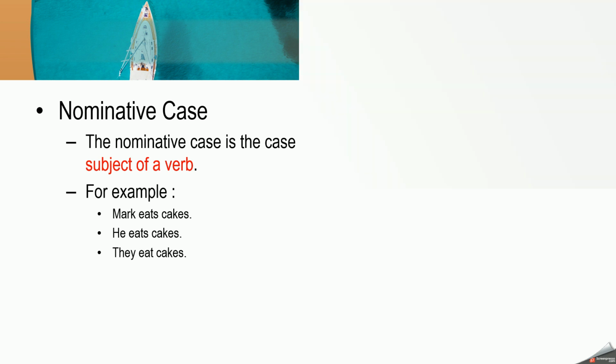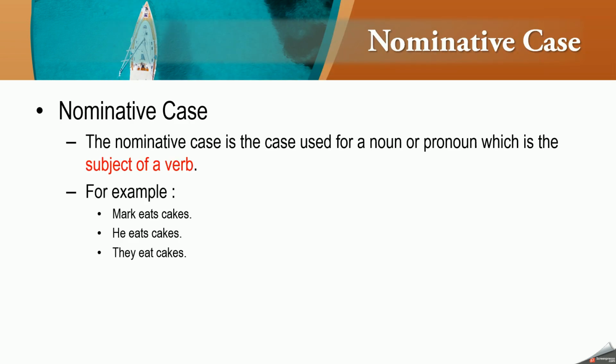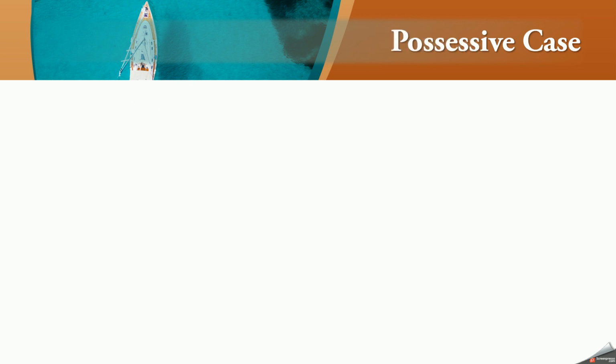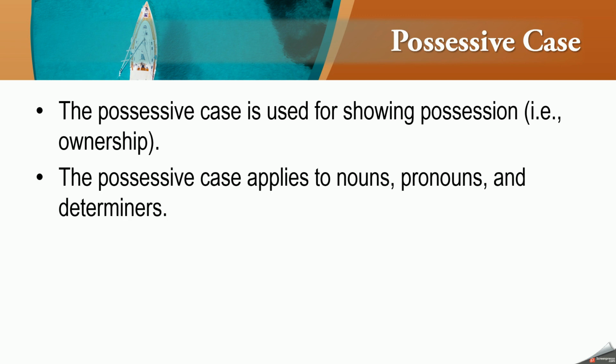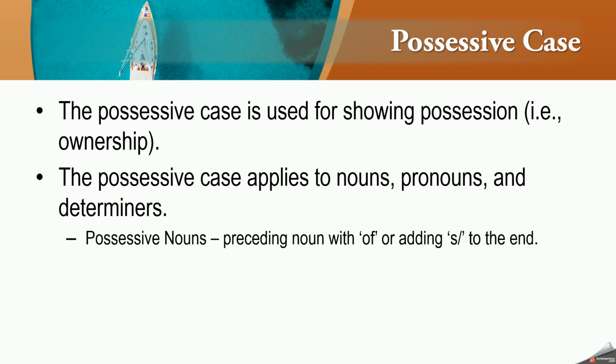They eat cakes. So over here you can see they is also being used in the nominative case, that is, directly as the subject of the verb. Next is possessive case. It shows possession, that is ownership of something, and it applies to nouns, pronouns and determiners. Possessive nouns can be created by either using of, or apostrophe s, or simply an apostrophe at the end.